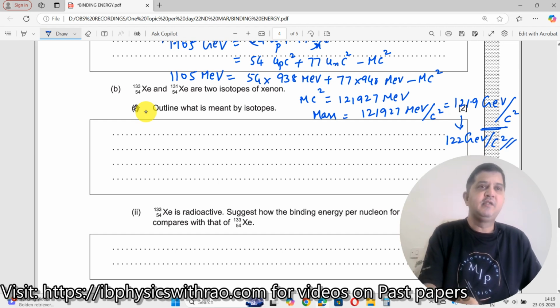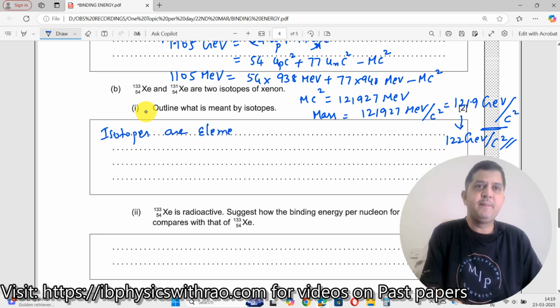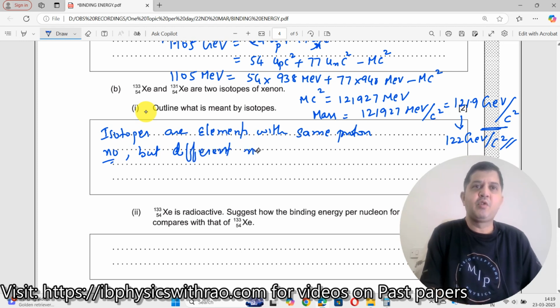Okay. Xenon 54, 133 and 131 are two isotopes of xenon. Outline what is meant by an isotope. An isotope is for 2 marks. I should write this as: isotopes are elements with the same proton number but different neutron number. See, this has 2 marks. We have defined the element, and the definition goes over here. This will be for 1.